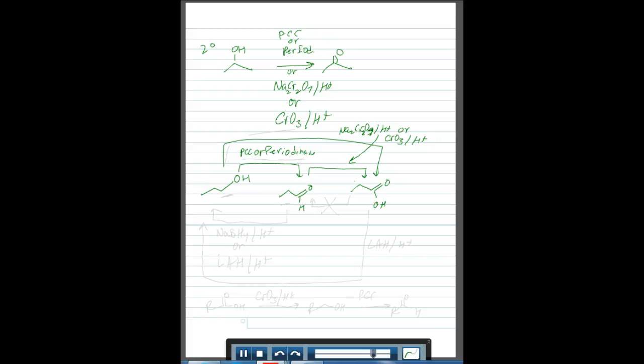To go from alcohol to the aldehyde, you use PCC or the periodinane. If you want to go all the way to the carboxylic acid, use the Na2Cr2O7 in acid. Okay, that's basically what we learned. Now let's talk about the reduction part of it. So the bottom is going to be the reduction.